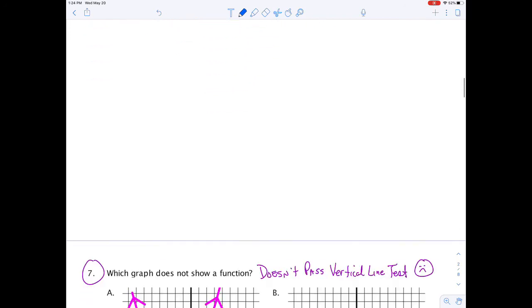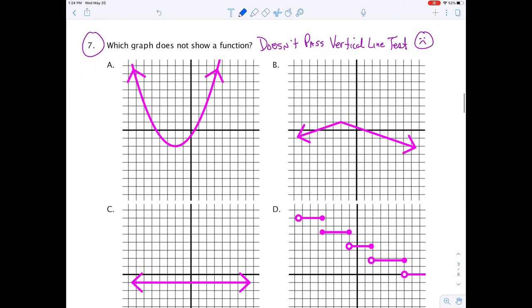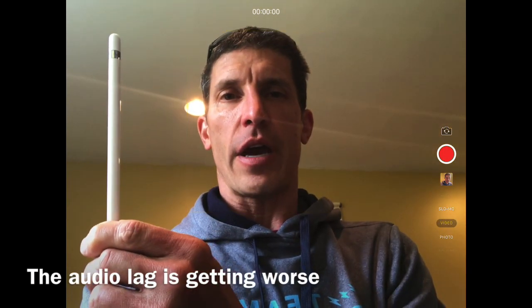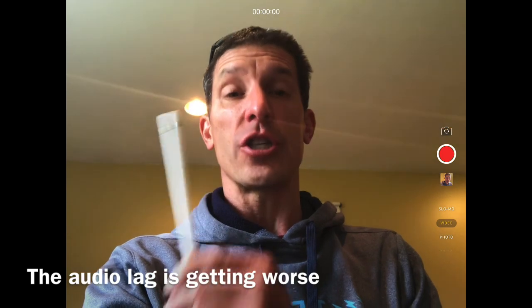Good, let's move on. Number 7, this one is asking about functions. You might remember functions had that thing that was the vertical line test. The vertical line test was where you take a vertical line, a pencil would work, and you drag it across the screen. If when you drag it across the screen, it touches only one point, then it's a function. If when you drag it across the screen it touches more than one point, then it's not a function, right?